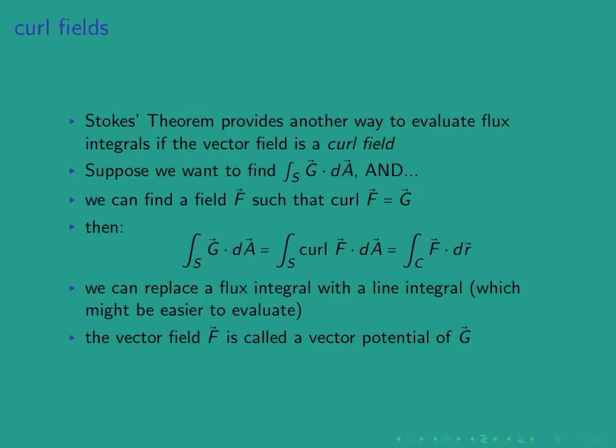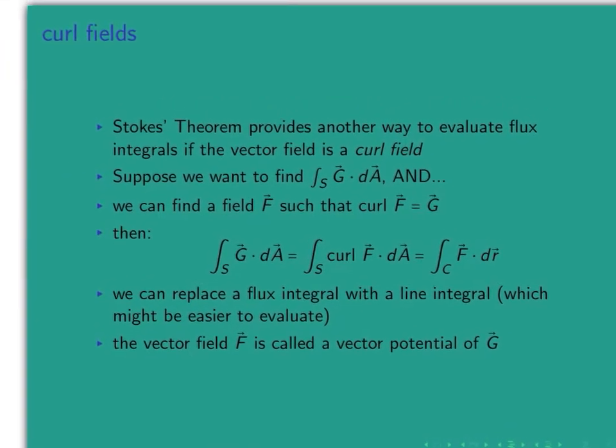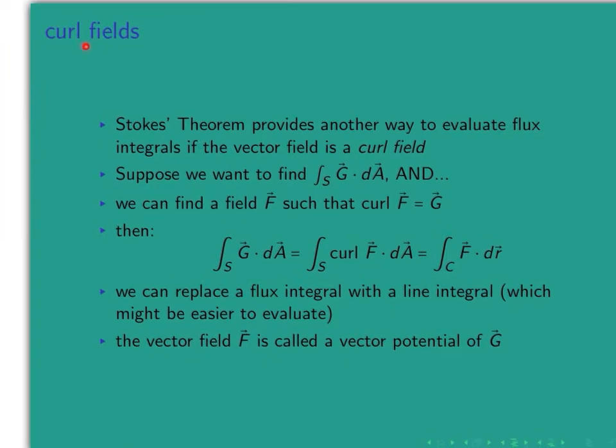Okay, next let's talk about curl fields. So this is perhaps a little bit more complicated, but we'll figure it out. So here's the idea. Stokes' theorem is going to provide a way to evaluate flux integrals by turning them into a line integral, but I can only do this in special cases, similar to the case with gradient fields. In this case I need a curl field, and I'll explain what that is in just a minute.